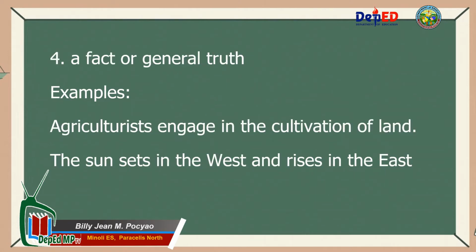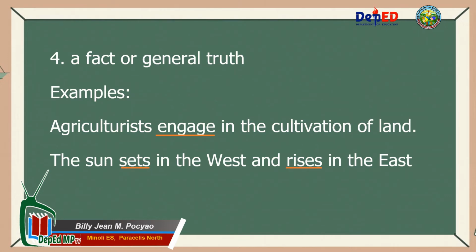Number 4. Simple present tense is used to express a fact or general truth. Examples: Agriculturists engage in the cultivation of land. The action word used here is engage. Next example is, the sun sets in the west and rises in the east. The action words used here are sets and rises.